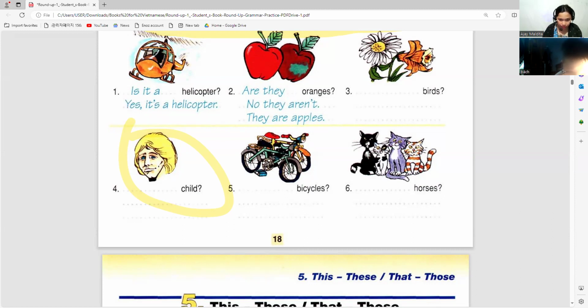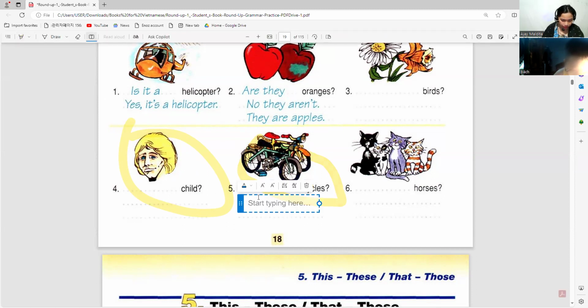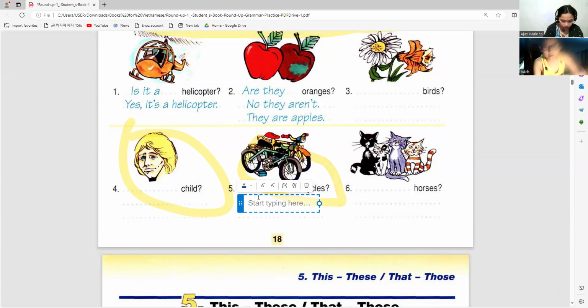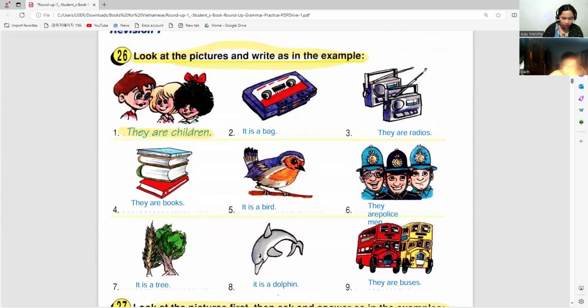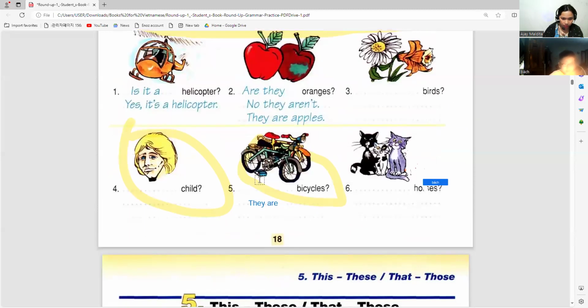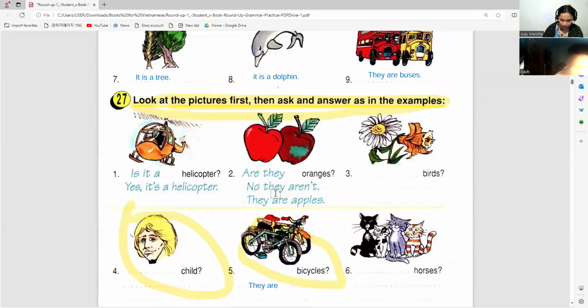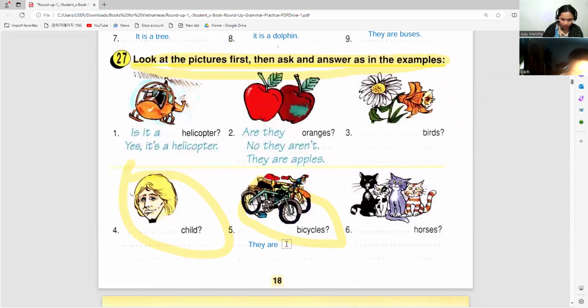Bicycles. Number five, they are. What's your answer? They are bicycle. Yes. Wang Bak, do you have bicycles in your house? Yeah. Okay, so you can say like this. What's your instruction? They are bicycles. Okay.